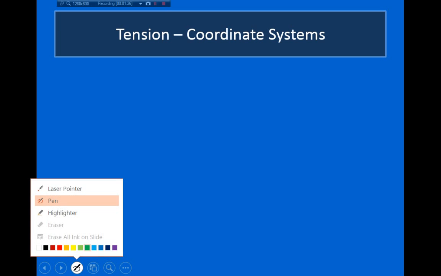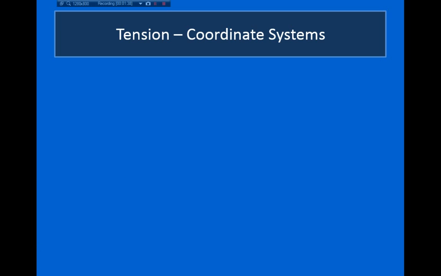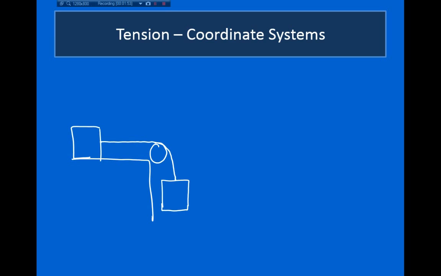Now, when we're solving problems involving ropes and pulleys, a good idea is to set up a coordinate system where when the rope moves in one direction, that's one of the directions of your coordinate system, and when the rope moves in the other direction, that's another direction of the coordinate system. What this means is that a lot of times your coordinate systems will curve with the rope.